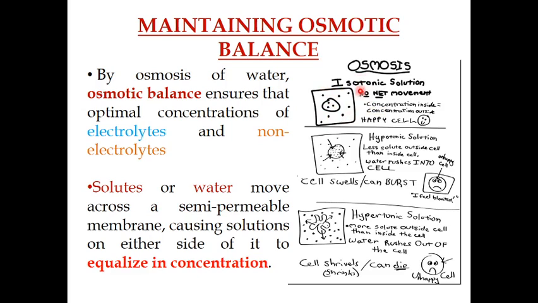Okay, let us start with the word isotonic solution. You can see the concentration inside, the solute concentration you can consider here. So if the concentration is equal, at that time there is no movement of water, and the cell will be in its happiest state. Cell means you consider any cell, okay, with a cell membrane.